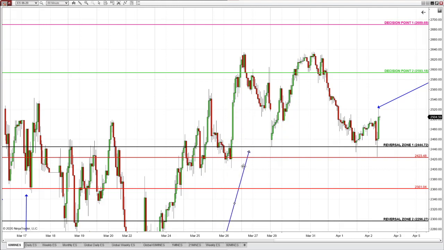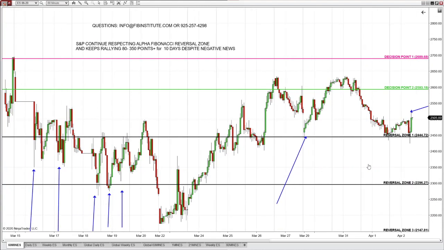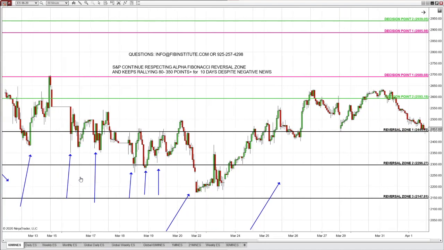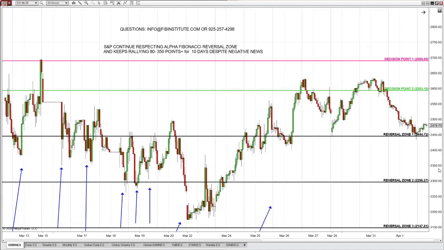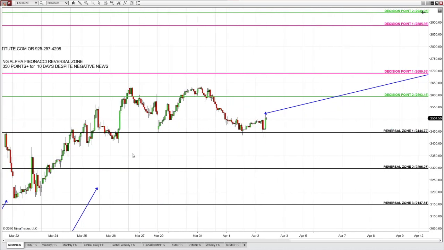180 points plus. How is this possible? Market is Alpha Fibonacci puzzle. All of these critical support levels identified days and weeks in advance. Early March, worst data, worst market crashes, but on the chart S&P is rallying 80 to 280 to 350 points plus. And what played out post-unemployment news is another stunning reminder.